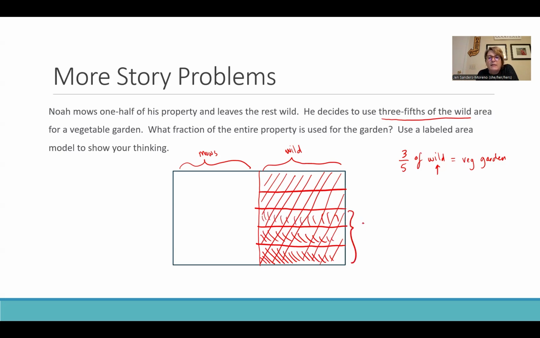So my answer is 3 out of, well, I'd have to extend the cuts to know the size of those pieces, to know that denominator. And it looks like we're going to end up with 10 pieces. So 3/5 of the wild, or 3/5 of a half is 3/10. So that's saying that 3/10 of Noah's property is, I should say 3/10 of the property is the vegetable garden.